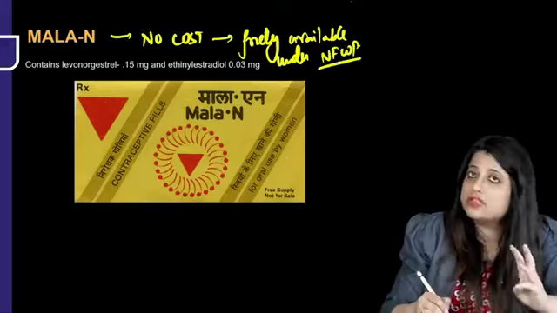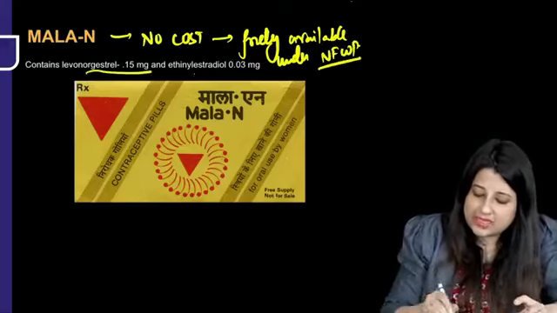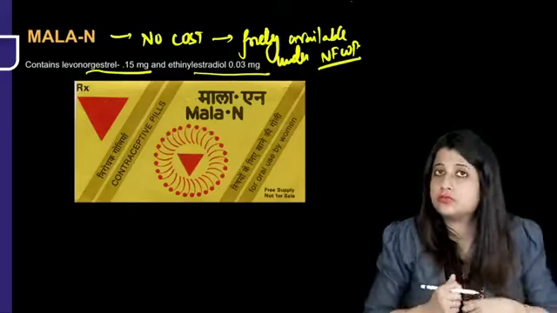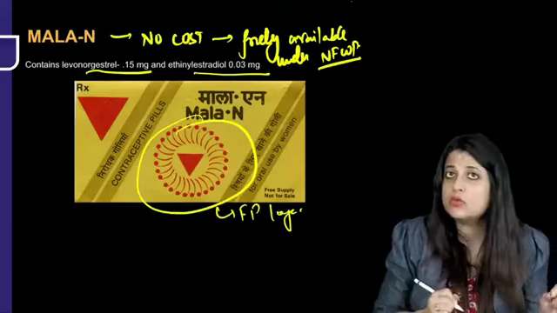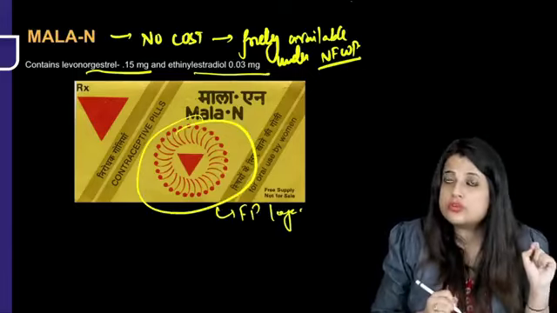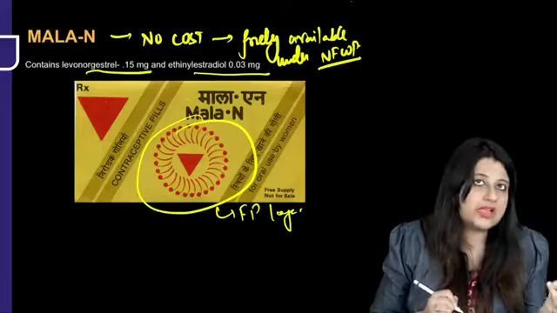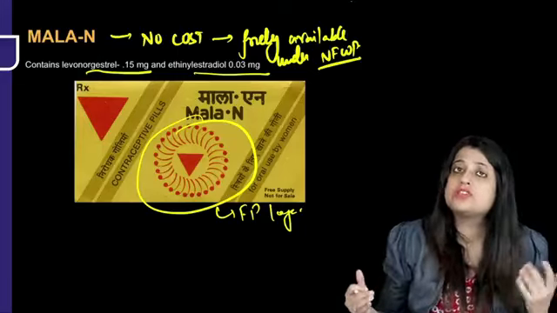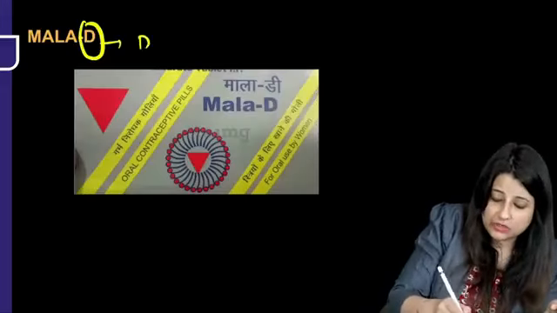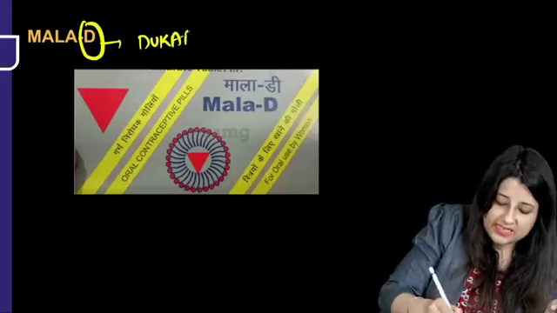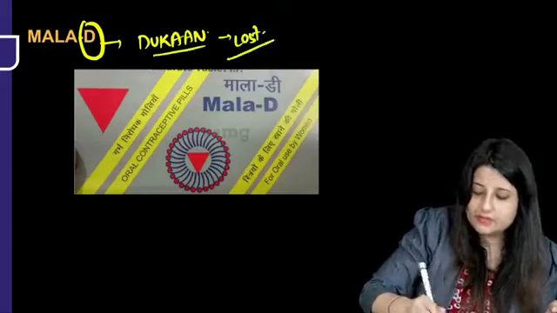Mala N contains both estrogen and progesterone. Levonorgestrel is 0.15 mg and ethinyl estradiol is 0.03 mg. This is, I'm sure you remember, the family planning logo. But our program is also promoting an oral contraceptive pill at minimal charge to promote behavioral change, which is the social marketing scheme. What is that? Mala D. Now D is for दुकान. Remember, D is for दुकान. So this is being provided at a minimal cost.